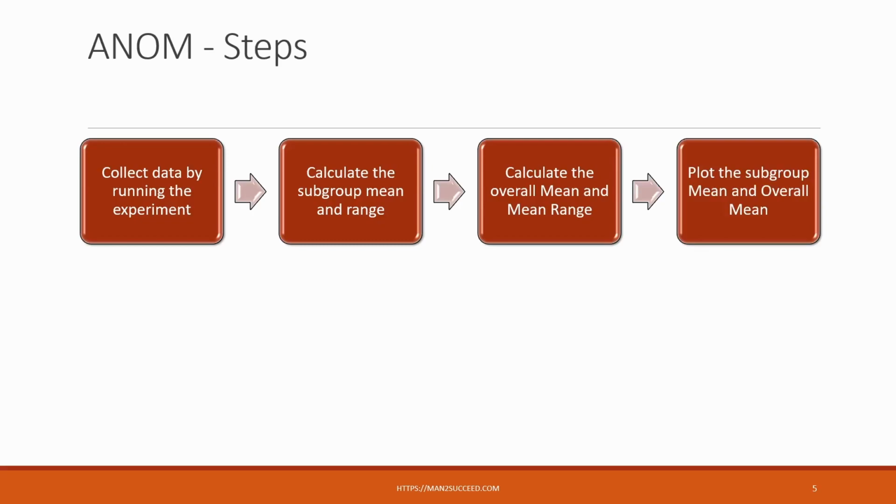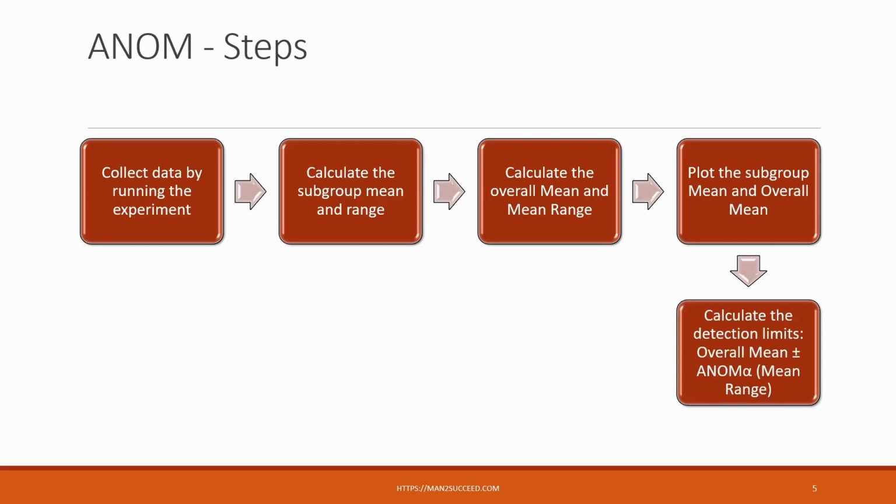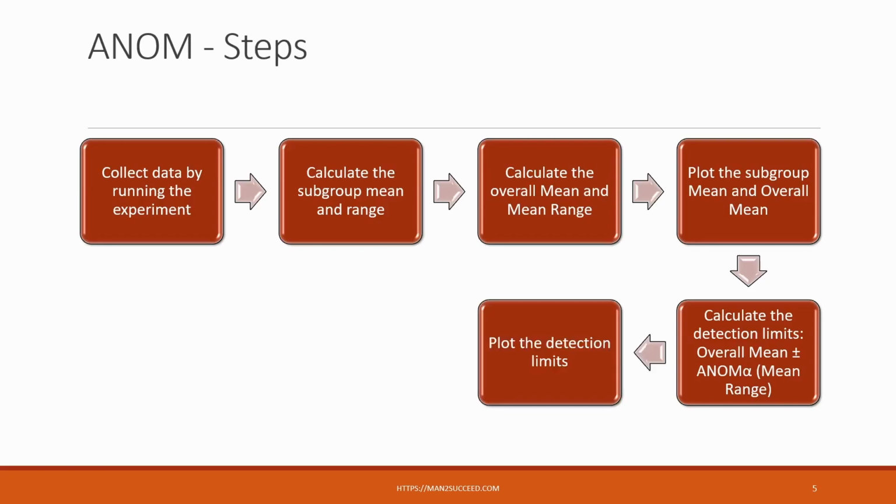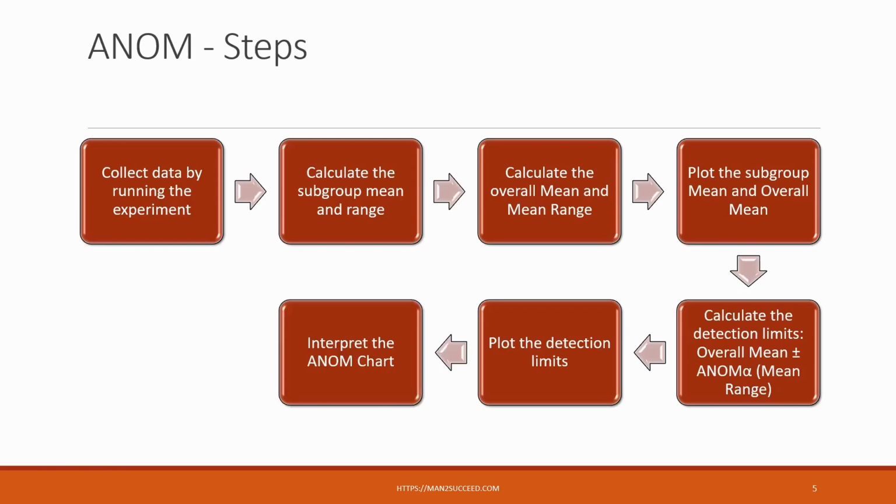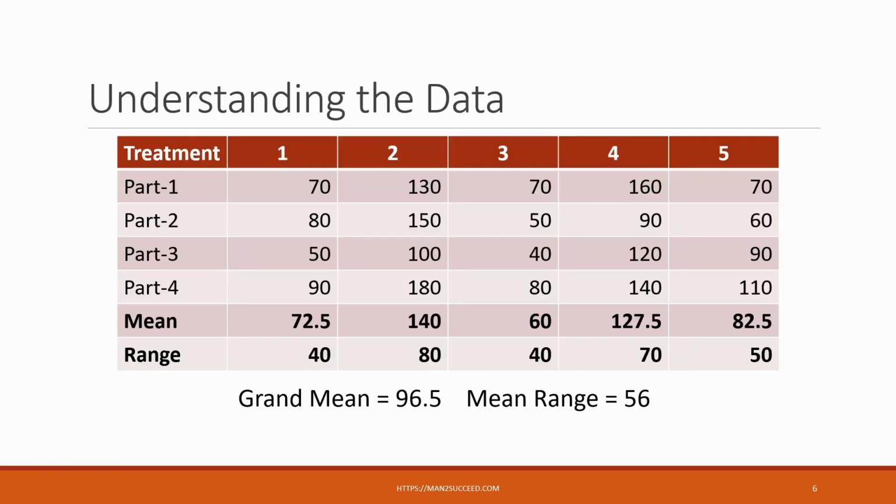Then we have to compare the subgroup mean and the overall mean. Then calculate detection limits: overall mean plus or minus ANOM, based on the alpha level of 1%, 5% or 10%. Then we will plot the detection limits, incorporate the ANOM chart, and interpret it. This is what we will be doing.